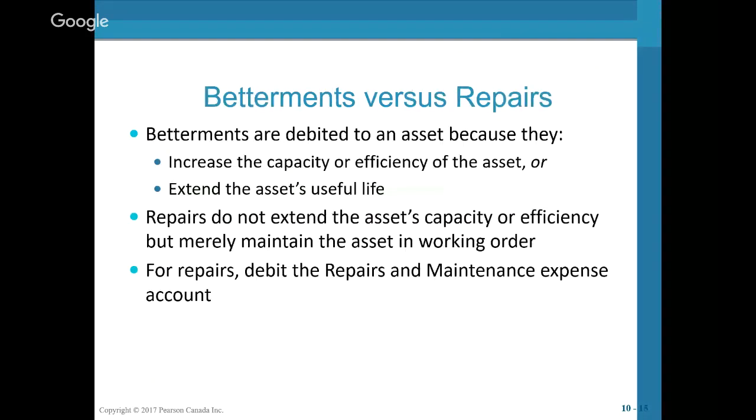Are there any questions about betterments versus repairs? A betterment increases the useful life. A repair just keeps it in good working order. Here's an example for you. If I put a new roof on my house that extends the life of the house, that would be considered a betterment. If I just do an oil change in my car, that's a repair. Repairs are expensed, but betterments are capitalized because they have future benefit.